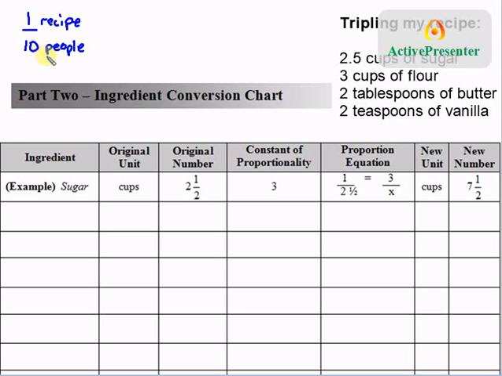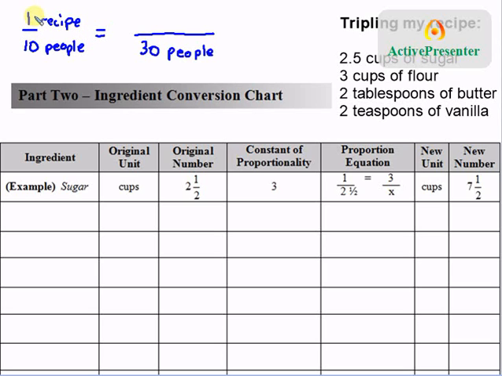Now we want enough for everyone in our class so that we can share. In this case, 10 people just won't cut it. We're going to say that we have 30 people in our class. That's not exactly right, but it's close enough for our purposes. And we want to know how many batches of our recipe we need to make so that we can have enough for all 30 people. To do that, we're going to set up a proportion.